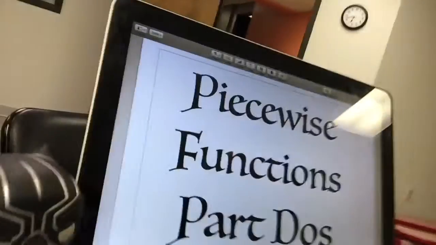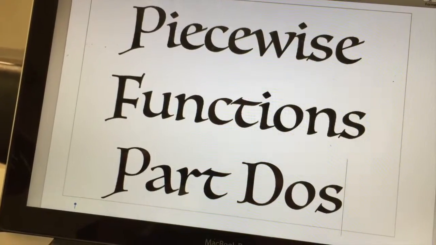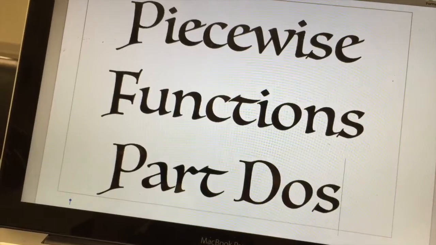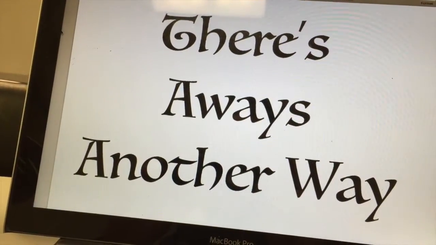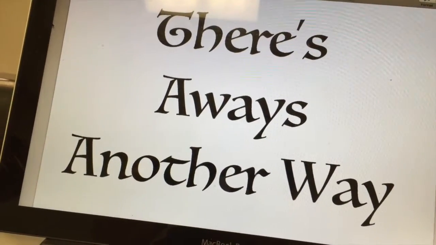Okay. Piecewise functions. Piecewise functions, part 2. There's always another way. There's literally always another way. Where there's a will, there's a way.